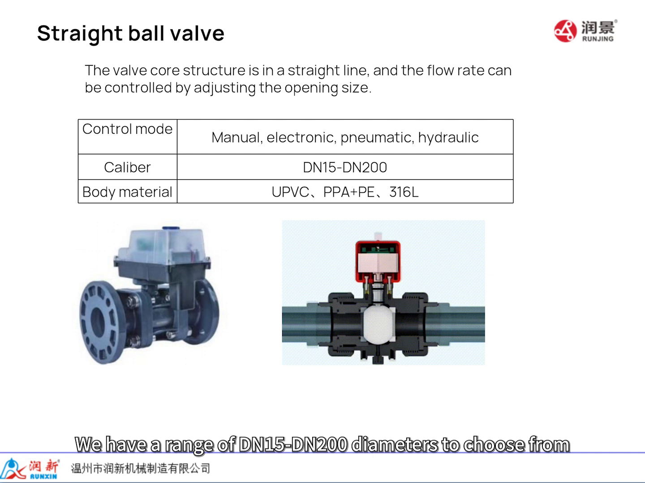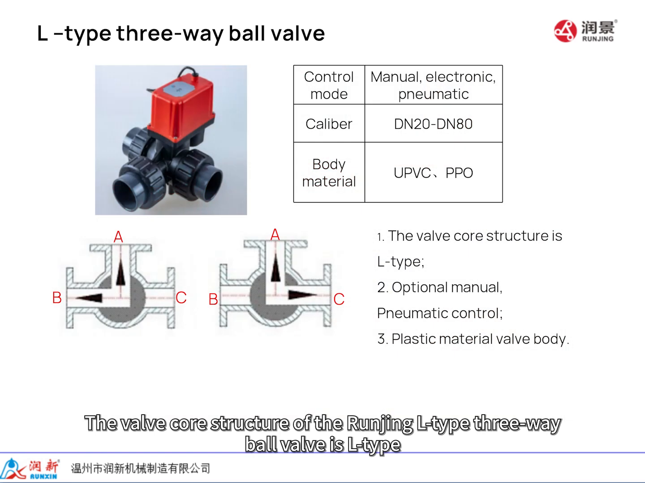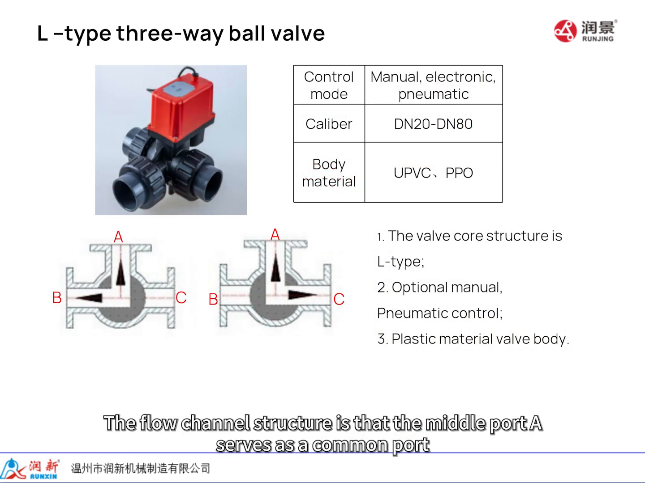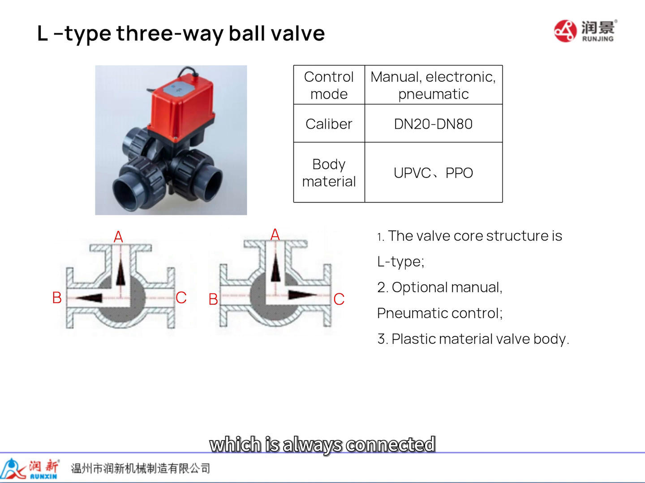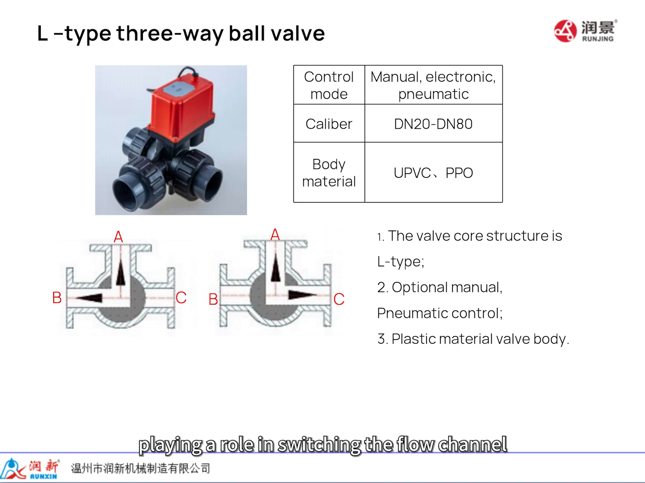The valve core structure of the Runjing L-type 3-way ball valve is L-type, as shown in the figure. The flow channel structure is that the middle port A serves as a common port, which is always connected. By rotating the valve core, it is connected to the left B port or the right C port respectively, playing a role in switching the flow channel. Currently, the diameter range is DN20 to DN80, and the valve body material is available in UPVC and PPO, with manual, electronic, and pneumatic control options.